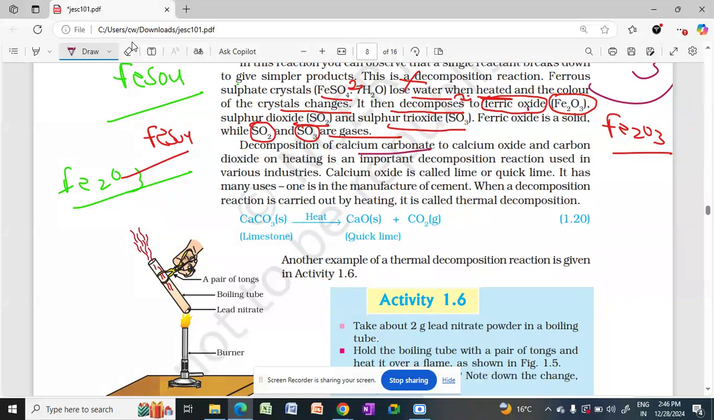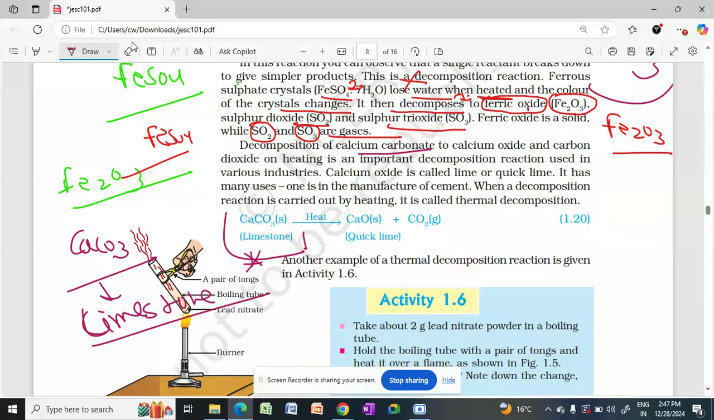So next is the decomposition of calcium carbonate. What is calcium carbonate? Calcium carbonate is CaCO3. These types of questions come in 1 mark or MCQs. This is limestone actually, its common name is limestone. Yeah, good. That is slate line. So these three are important. So calcium carbonate decomposes to calcium oxide and carbon dioxide on heating.